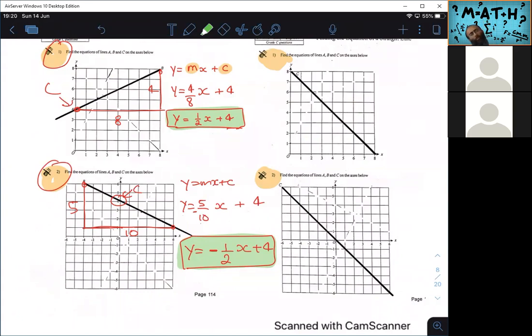The gradient is the height divided by the base. What's the height of the triangle? 4. What's the base of the triangle? 8. And what's 4 divided by 8? 2. Are you sure? Oh, sorry, a half.